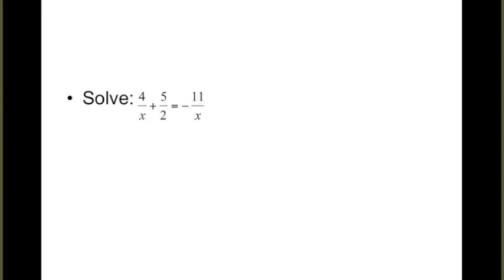So for our first problem here, we want to multiply the entire equation by the least common denominator. What is the least common denominator here? 2x. So we're going to multiply the whole equation by 2x. When I multiply that first fraction by 2x, the x's would cancel, leaving the 4 times 2, which is 8. For the second fraction, the 2's would cancel, which leaves the 5 times the x. And then for the last fraction, the x's would cancel, leaving the negative 11 times 2, or negative 22.